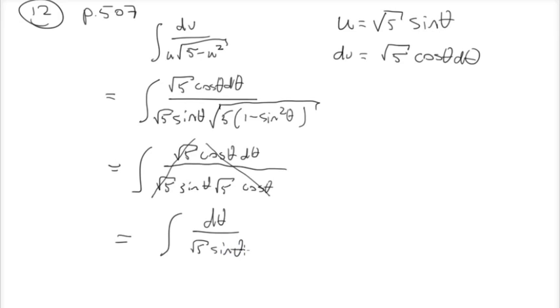sine theta. And so we can express that as the integral, and we'll take out that little coefficient, the 1 over root 5, and we're going to get cosecant theta d theta. And we have an integration formula for this. So let's go over to the next page and write that out.